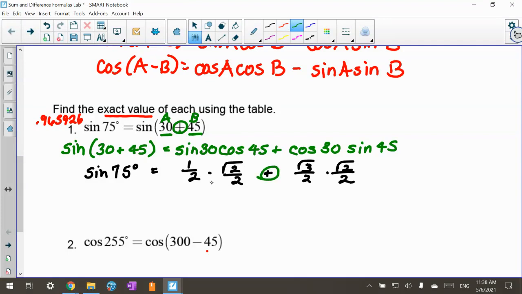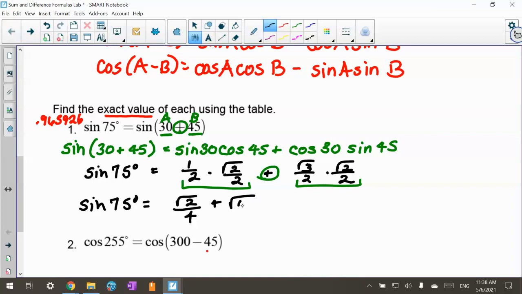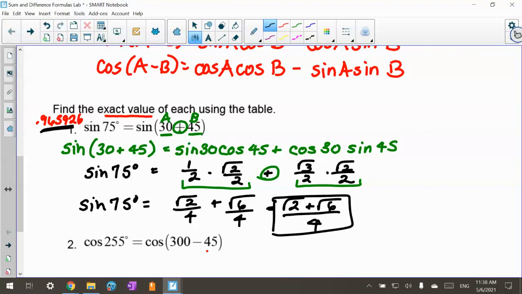Now, because I'm adding, I'm multiplying these two, and I'm going to multiply those two. So I have the sine of 75 degrees is going to equal radical 2 over 4, multiply the top, multiply the bottom, plus radical 6 over 4. Remember, when you're multiplying radicals, if they're inside, you can multiply them like that. And since these both have a common denominator, I can write it as radical 2 plus radical 6 all over 4. That is the exact value. There's no rounding. If you put that in your calculator, you're going to get that 0.96 right there. Basically, you're looking for the exact value.